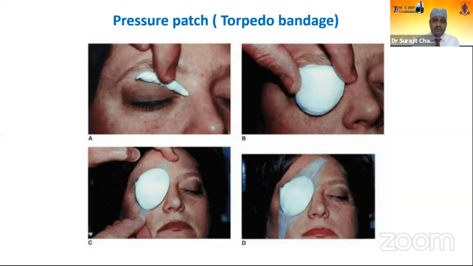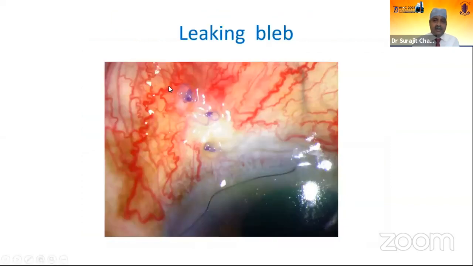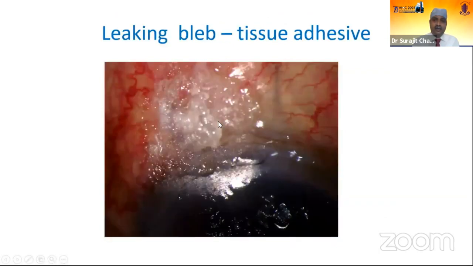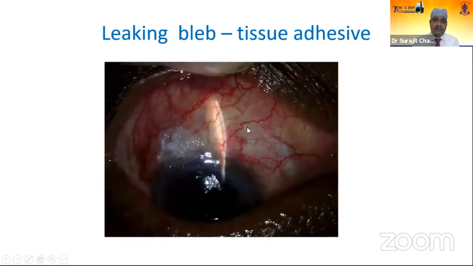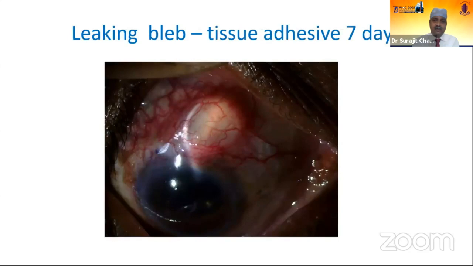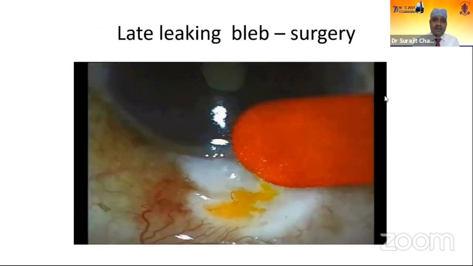This is how it looks. Because of the shape, it is called torpedo bandage. This is a leaking bleb just at the edge somewhere here, and when tissue adhesive was applied, we saw it was forming, and after 7 days it has formed nicely with the tissue adhesive falling off.